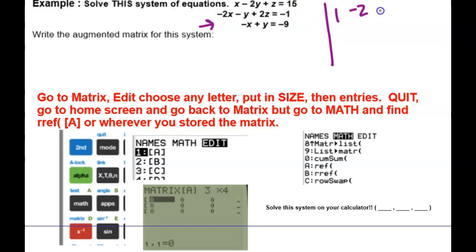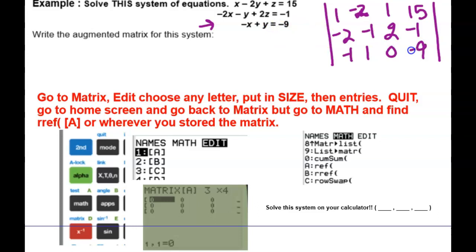1, -2, that's a 2, not a Z. 1Z and 15. What's the next line going to say, guys? Now the last line, you gotta be real careful. It's gonna be -1 for the X column, +1 for the Y column, but there's no Z, so we gotta put a 0 in there, and then -9. Everybody awake and doing this? Antoine, you good? This is the easiest thing we're gonna learn all year.